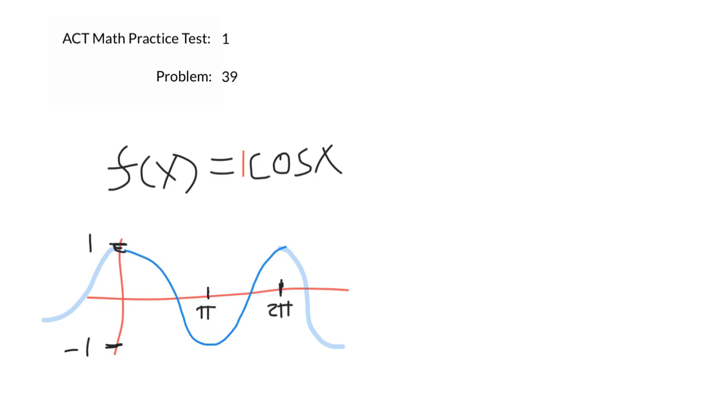Now, how does this apply to our problem? Our problem says f of x equals 1/2 cosine of 3x plus pi. So, like I said, the amplitude is to be found here, right? Well, what's the amplitude then? It's 1/2. Look how easy that is.